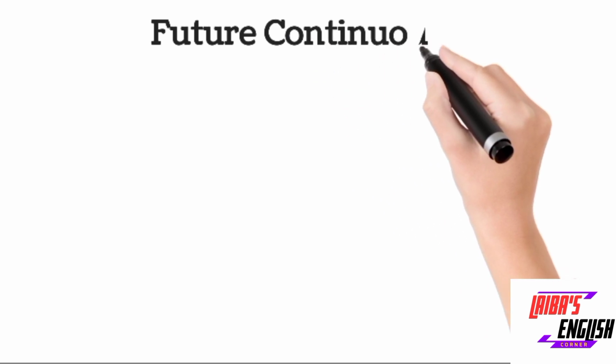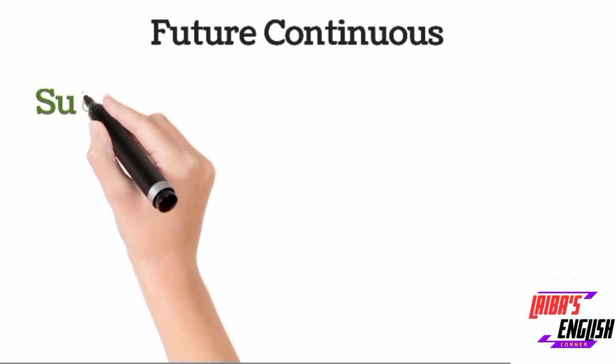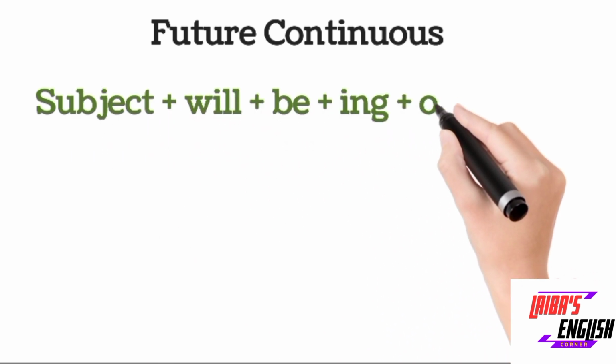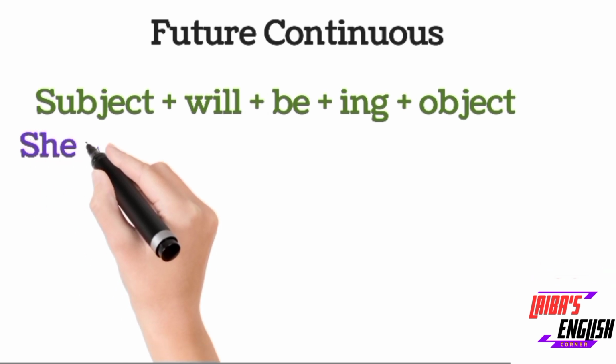After simple future, we are moving toward future continuous tense. So the structure will be a little bit different: you have to put a subject and after the subject will, and after will you have to put be in the structure and then verb first form plus ing plus an object. You have to put verb first form after be and then the structure will be complete.